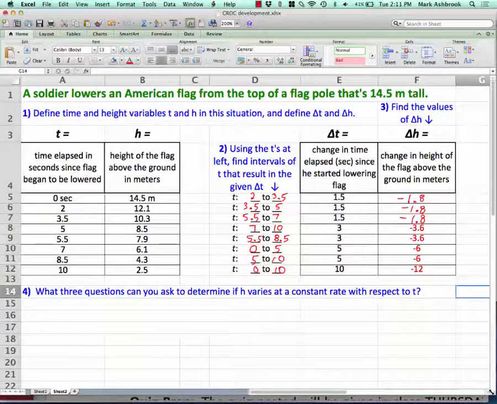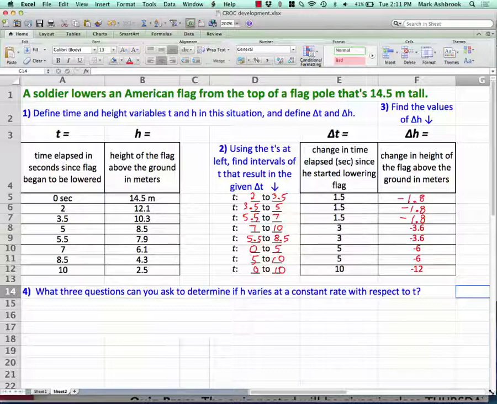Tell me your name here, the white and the glasses. Madison. What is one question I can ask to see? Okay, so then what would that be in this situation? So then this one would be delta H divided by delta T. She wants, if delta H divided by delta T is a constant, we'll have a constant rate of change. What do you think? Okay, cool.